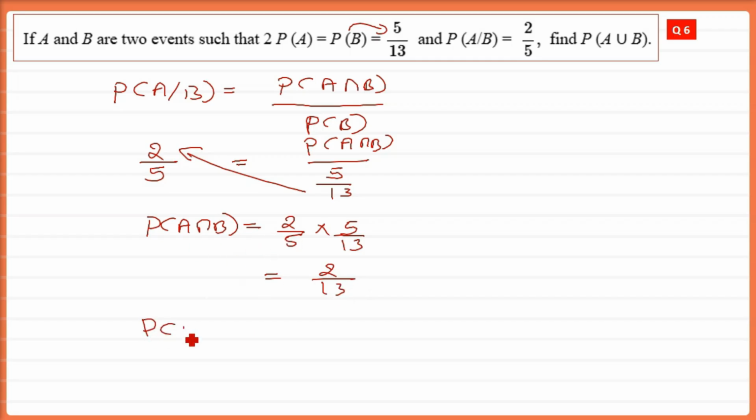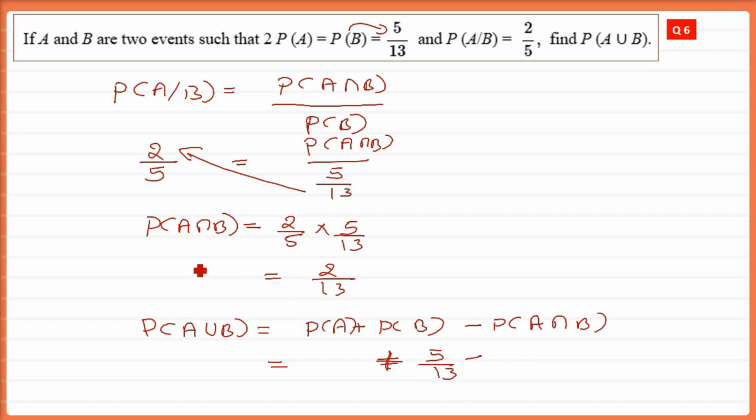Now the formula which I was telling in the beginning: P(A union B) is equal to P(A) plus P(B) minus the intersection one, P(A intersection B). Now let's put all these values. P(A) can be computed now, but P(B) is given directly. So P(B) is 5 by 13. P(A intersection B) is also known, so let's write it here, 2 by 13.